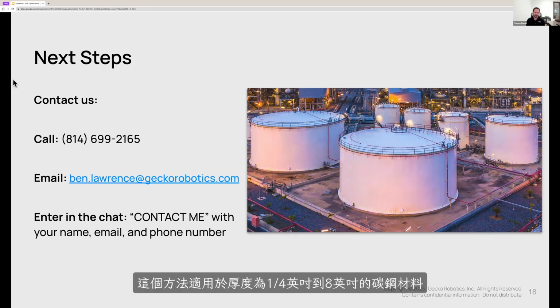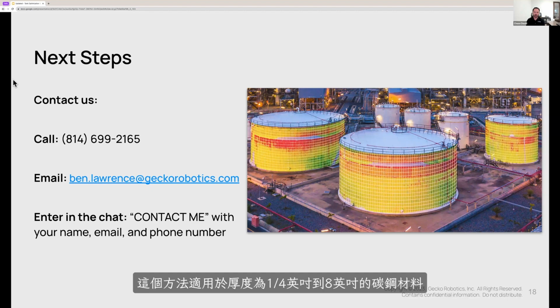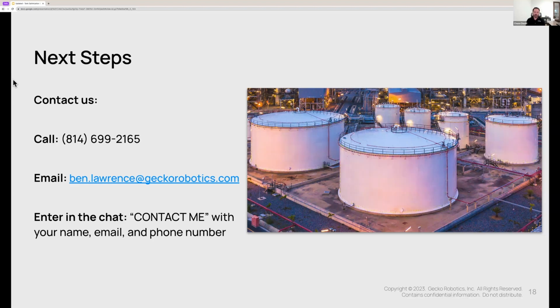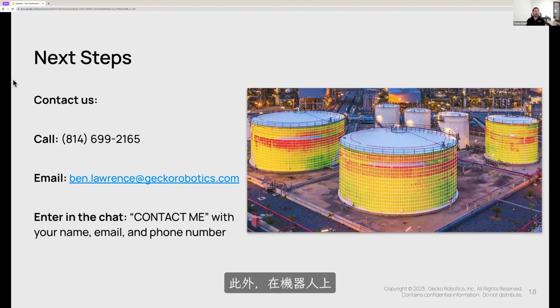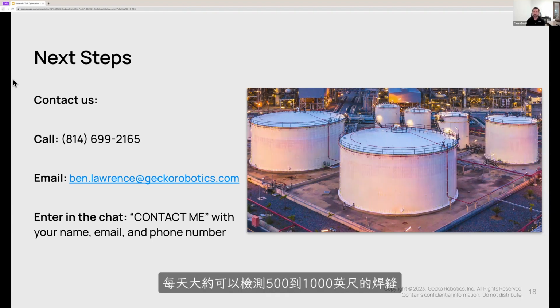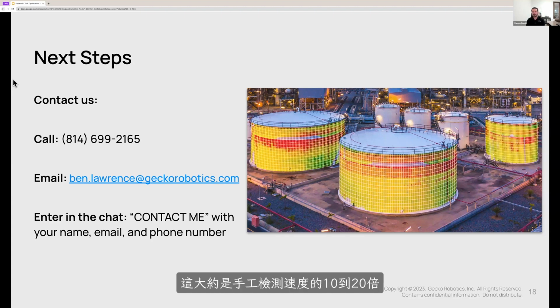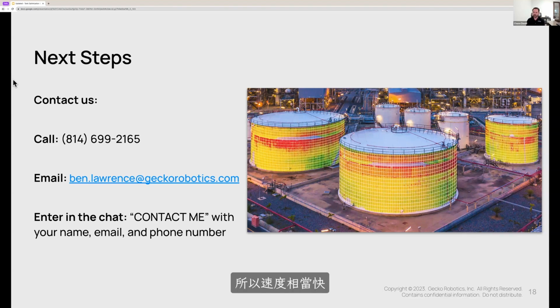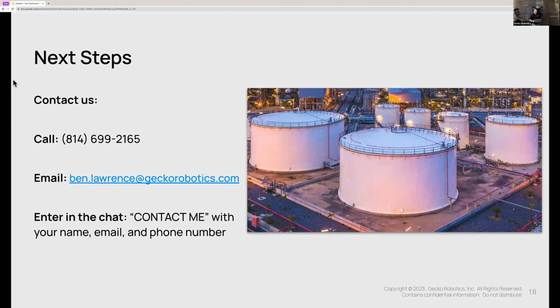I think I said earlier, but this will work for nominal thicknesses of 1/4 inch through 8 inch carbon steel material, and 4-inch diameter and above up to flat, something similar to a storage tank. And on the robot, it's covering roughly 500 linear feet to 1,000 linear feet per day, which is roughly 10 to 20 times more than if you were to do it by hand. So it's fairly fast. Okay, good, thank you.